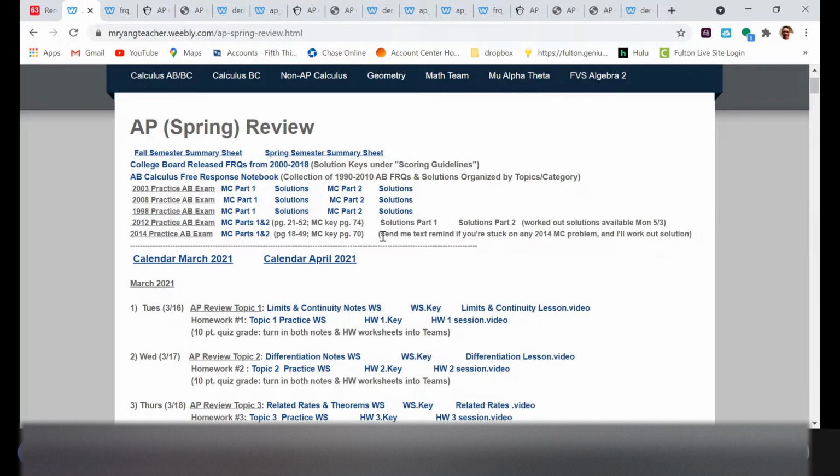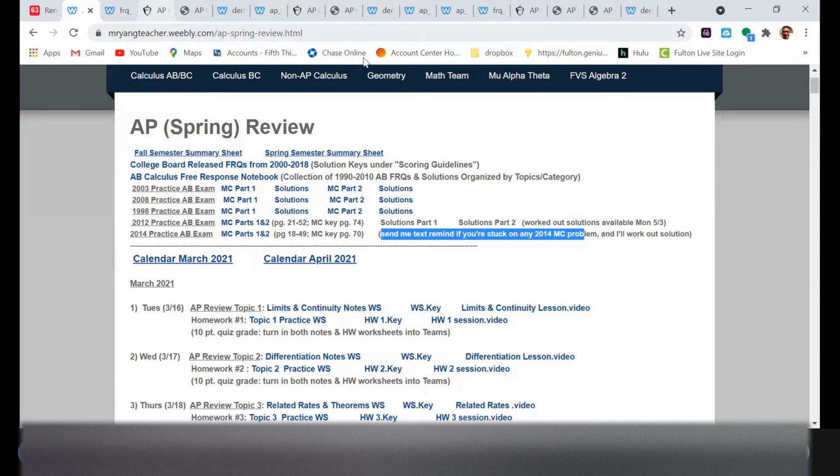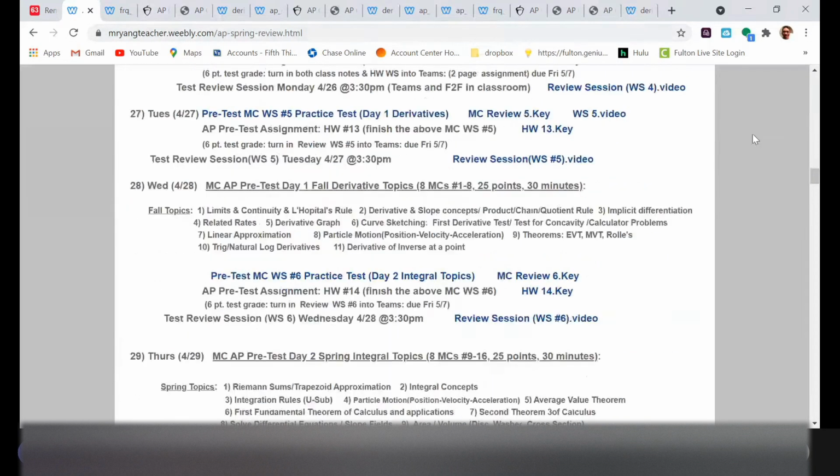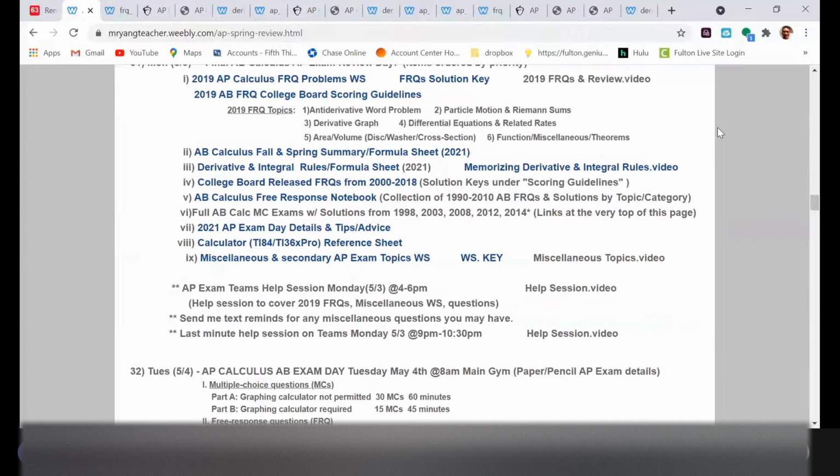But if you have problems, ones that you're stuck on, you can feel free to just send me a text remind, and I'll work through it, and I'll send that solution back to you. Okay. All right, so that covers free response and multiple choice if you want to get some additional problems to look at.